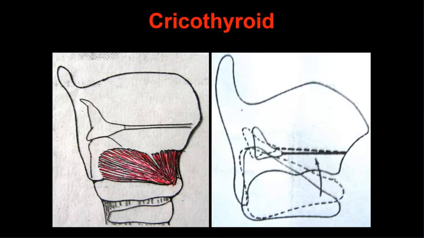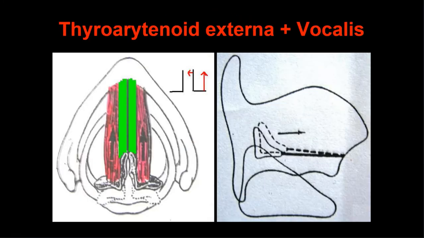Transverse interarytenoid is also an adductor. The cricothyroid muscle is the tensor of the vocal cord, running from the cricoid cartilage to the thyroid cartilage. The cricothyroid has two parts, transverse and oblique. The thyroarytenoid muscle runs from the inner surface of the thyroid cartilage to the arytenoid cartilage. The internal part of the thyroarytenoid muscle we call the vocalis, which forms the bulk of the true vocal cord.